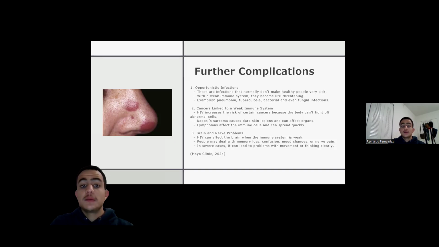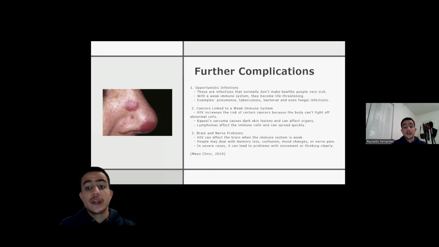That's why these people get very sick of even a common cold, which is something that by drinking tea, Tylenol, or Theraflu, it will help you to feel better. For them, it will not make them feel better. And thus, without a weak immune system, they become life-threatening conditions like pneumonia, tuberculosis, bacterial, and even fungal infections.